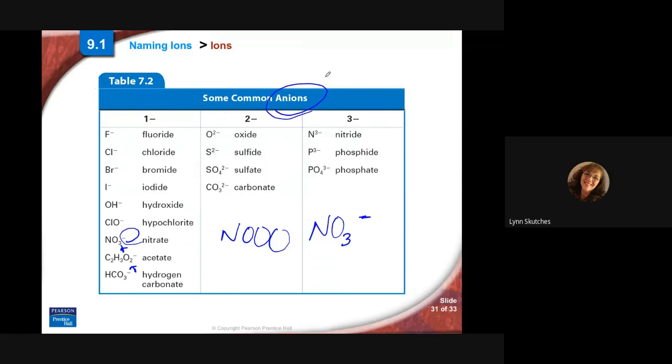So the book talks about common anions because there are so many of them. Okay. C2H3O2 looks crazy, but that's instead of writing CCHHHOO, right? It makes it more compact. It's our little secret code inside it.